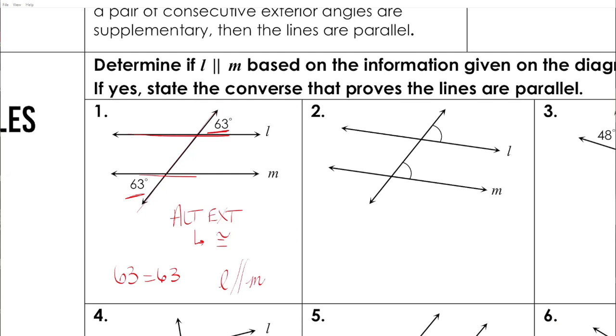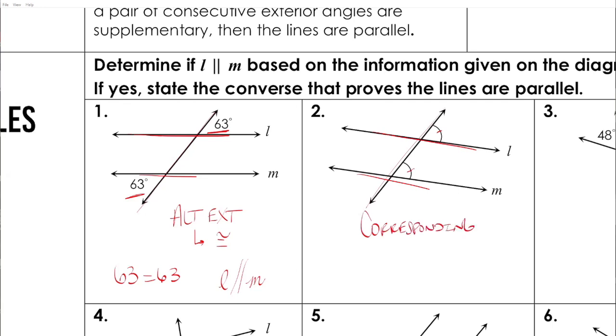Same thing on number 2. Now they give us hoops. Remember, hoops are a way to show congruence among our angles. In this location, we have both of them on the right side of their transversal, both on top of their respective line. This is a corresponding relationship.